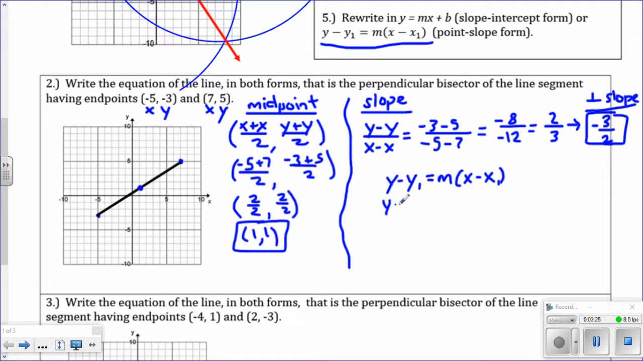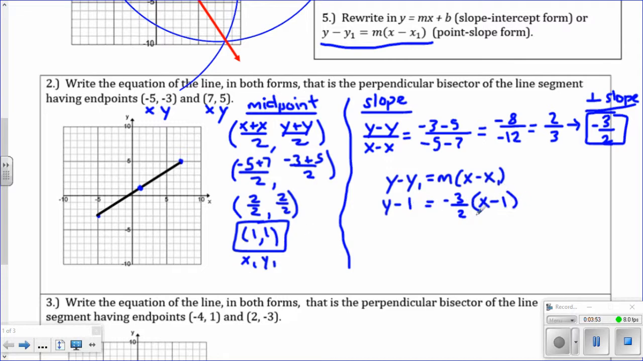So y stays y, you're subtracting y1, x1, y1 comes from the point. Your line is going to go through that point. That's why that's the point we're using. So it's 1. Equals m is the perpendicular slope. We don't want the slope of this line, we want the slope of the line that's going to be the perpendicular bisector, so we have to use the negative 3 halves for our slope. Parentheses x minus x1, go back to your midpoint, it's also 1.